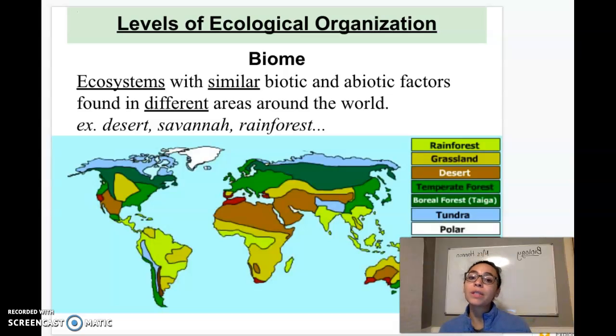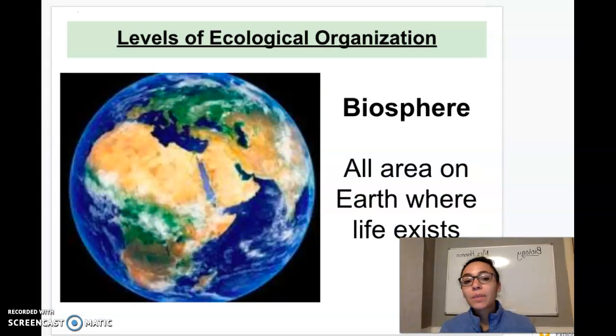Next, we have the biome. So these are ecosystems with similar biotic and abiotic factors found in different areas of the world. So deserts, for example, we've got some deserts in the Southwest United States. There are some in Northern Africa, some in Asia, some in Australia. So it's the same, similar biotic and abiotic factors, right? Similar climate, similar type of organism, but they're found in different areas around the world. So that's what a biome is. And then lastly, we have the biosphere, which is just the area on Earth where all life exists.